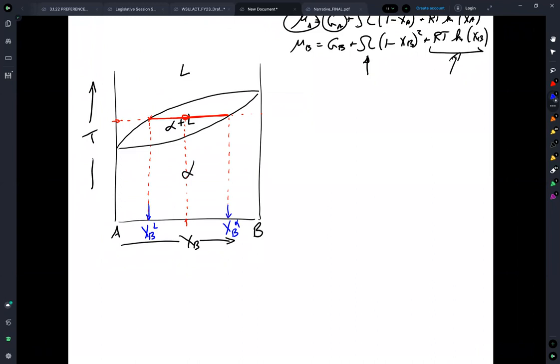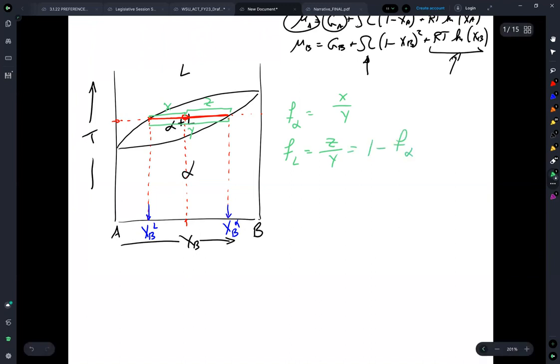And then we can talk about the relative phase fraction by using what we call the inverse lever law. And basically you're saying the fraction of alpha is this length, call this X, divided by the total length of the lever, Y. And the phase fraction of liquid is this region Z over Y, which is also 1 minus the phase fraction of alpha.